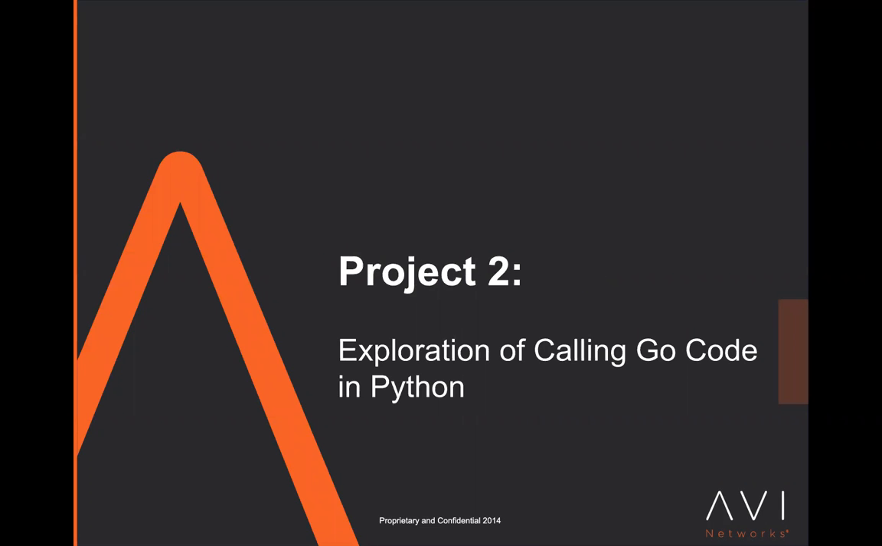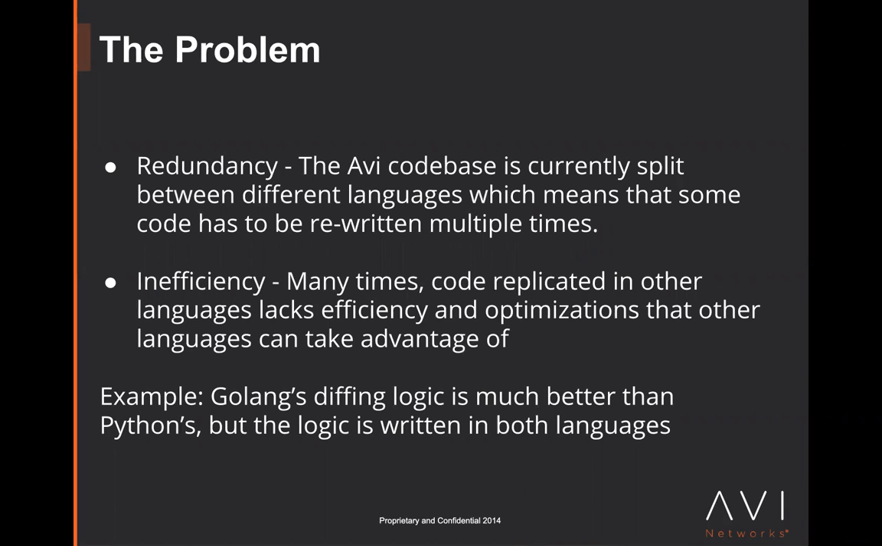So the next project was one that was super interesting for me. It's basically exploring calling Go code inside of Python. The problem this was trying to address was redundancy and inefficiency. The example we worked with was getting diffs. Go's version of getting diffs is way more efficient than Python's.